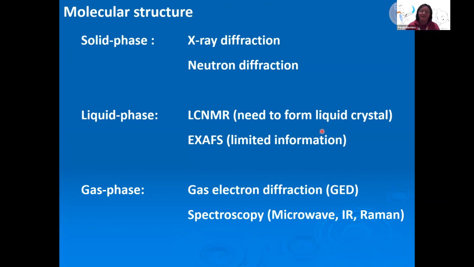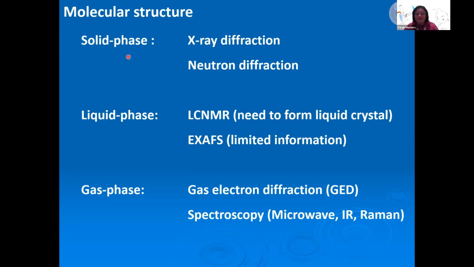So I'm an experimental gas phase chemist who does some computational chemistry as well. And so I'm very, very interested in molecular structure and how we determine molecular structure. And there are lots of different techniques out there that you can use. So I've just outlined a few on the screen here.